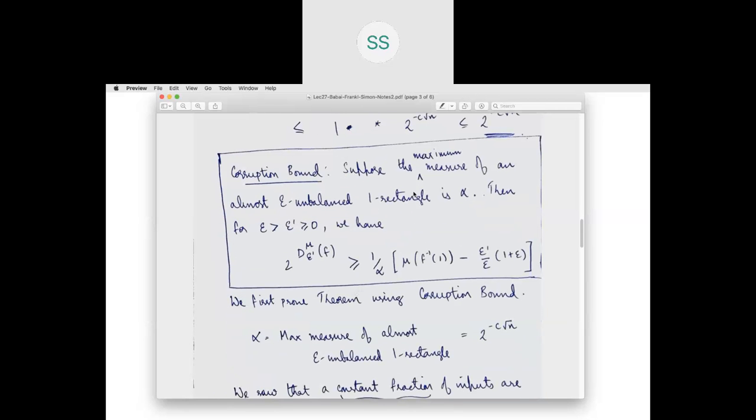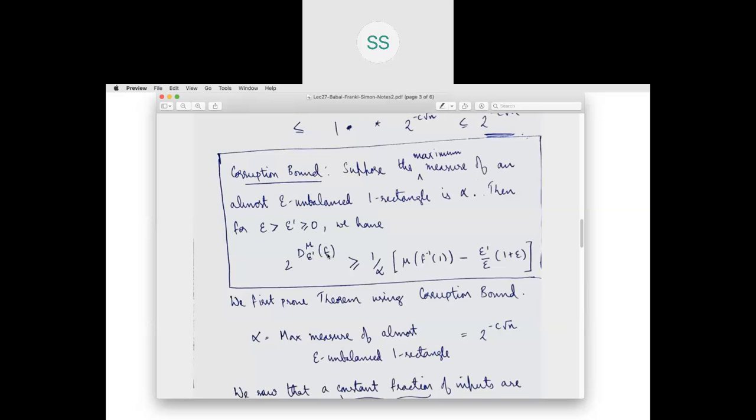So suppose the maximum measure of an almost epsilon unbalanced one rectangle is alpha, then we have this bound. And now you can see how the proof is going to go. We will use this result very soon, and this gives you a lower bound on the distributional complexity of f with respect to these parameters.